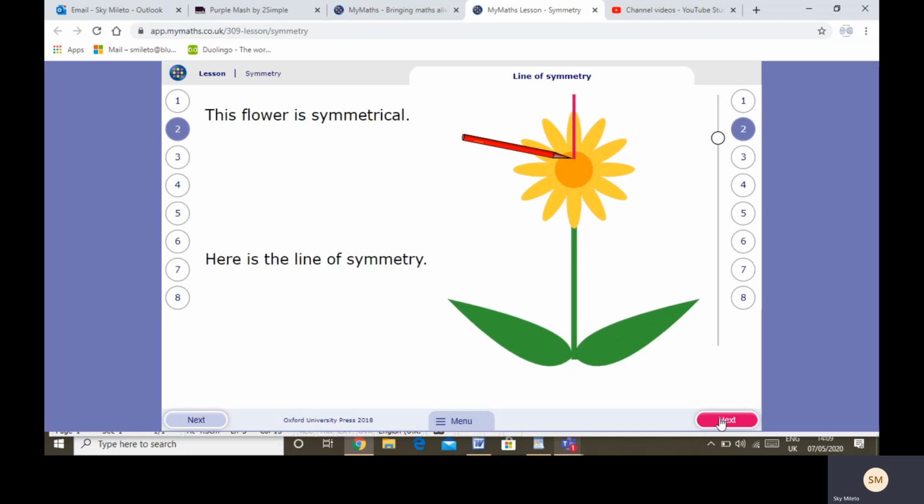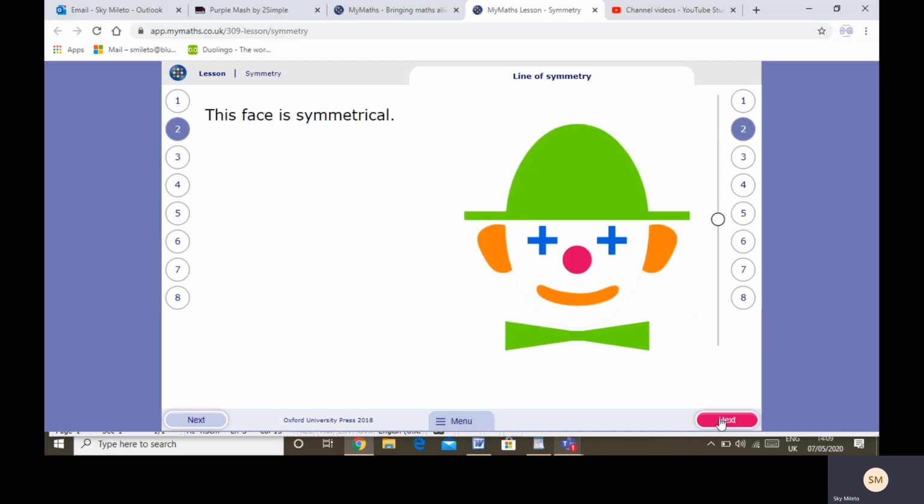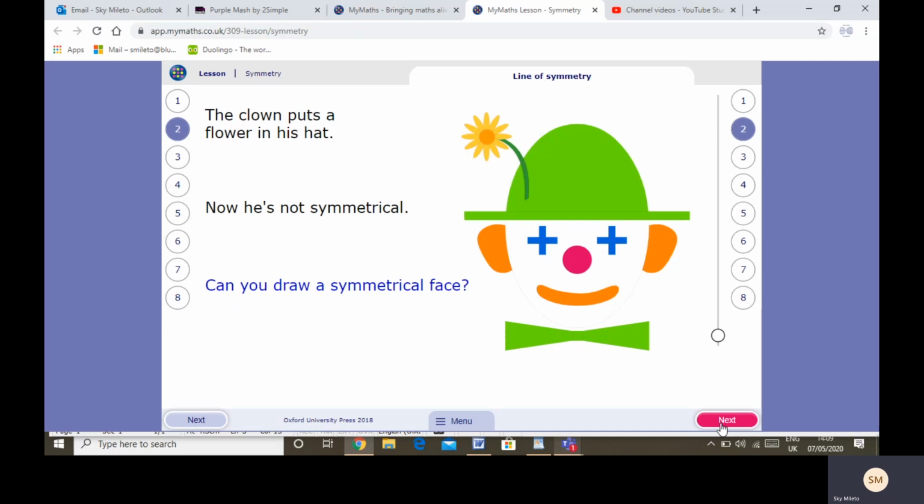This flower is symmetrical. You draw the line of symmetry all the way down the flower and the stem. You can see both sides are the same. This face is symmetrical. We draw a line down the middle of the face. Both sides are the same. However, if this clown face person put a flower in their hair, it's now not symmetrical because this side has a flower, but this side doesn't. If you put one on this side, it would be symmetrical. He is not symmetrical anymore.